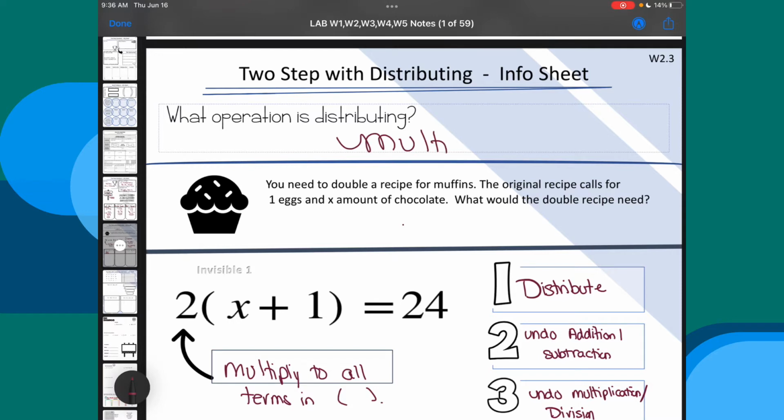Why would we need to do this? Well, let's take a look at this example. You need to double a recipe for muffins. The original recipe calls for 1 egg and x amount of chocolate. What would double the recipe need? So we would need twice the amount of eggs, so we would need 2 eggs. And we'd also have to double the amount of chocolate. So instead of x, we would have 2x amount of chocolate.